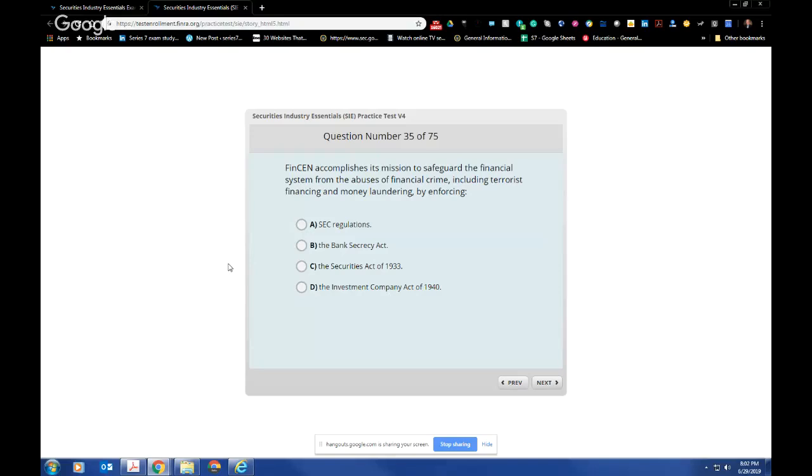I love it. FinCEN accomplishes its mission to safeguard the financial system from the abuses of financial crime, including terrorist financing and money laundering, by enforcing, not SEC regulations, because that's the SEC and FINRA doing that. The Act of 33, again, that's SEC and FINRA. The Investment Company Act of 40, again, that's SEC and FINRA. So the Bank Secrecy Act is where you have to get the information. You can't share anything. You have the FinCEN reports and all that, SARs. Okay, so Bank Secrecy Act.